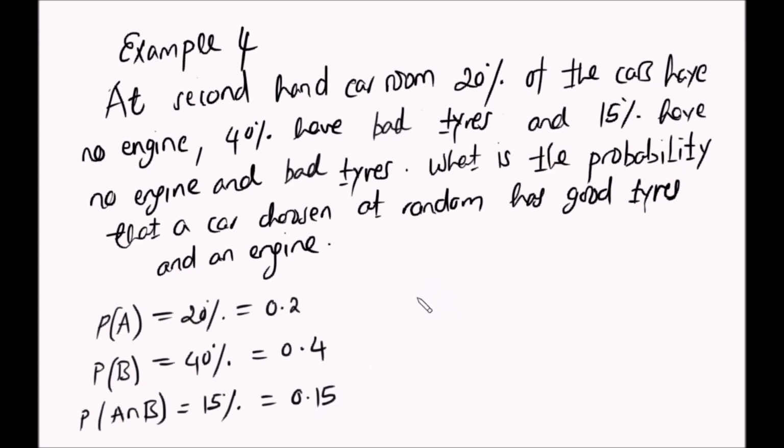So what is the probability that a car has good tires? So kama bad tires ni B, good tires manake ni B complement. Okay, and has an engine. Kwa hiyo kama no engine ni A, manake kuwa na engine ni A complement. So anasema find the probability that a car has good tires and an engine. Manake tutafute P A complement intersection B complement. We need to look for this. So let's get to work.